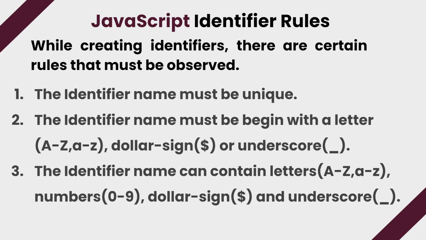For the next rule, the identifier name must always begin with a letter, either an uppercase letter or a lowercase letter. By that I mean small letters and capital letters. They can also begin with a dollar sign and also an underscore. So for this second rule, whenever you are naming a variable or a function or an array or an object, you should always begin with either a letter, a dollar sign, or an underscore.